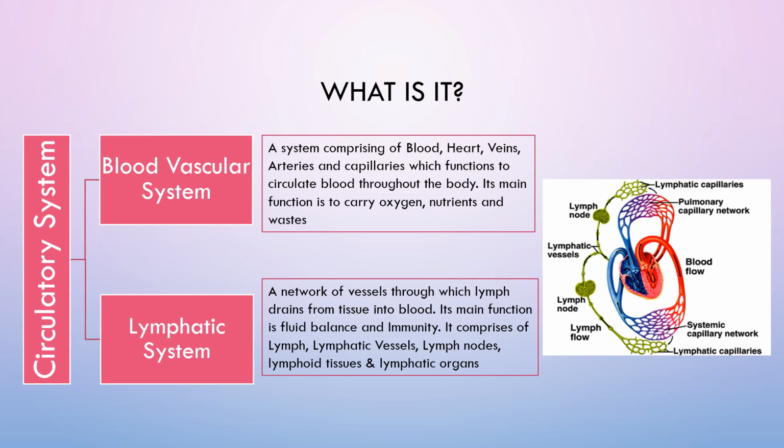There is yet another system which is known as the lymphatic system. Lymphatic system is a network of vessels through which the fluid called lymph flows. And lymph basically drains from the tissues into the blood. Now, the main function of lymphatic system is to balance the fluid in the body, and it also helps in immunity. So the lymphatic system comprises of lymph. There are lymphatic vessels, there are lymph nodes, lymphoid tissues, and lymphatic organs. So all of this put together comprises the lymphatic system.